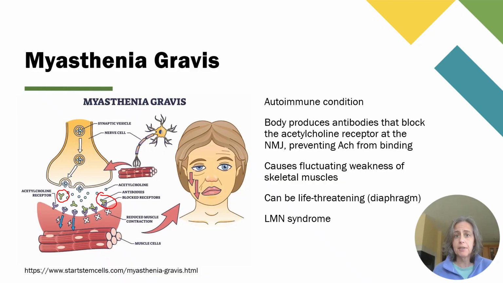Now, notice this is a problem of the lower motor neuron being able to communicate with the muscle cell. So we're going to see a lower motor neuron syndrome here, where we see decreased tone, decreased reflexes, and flaccid paralysis or weakness.